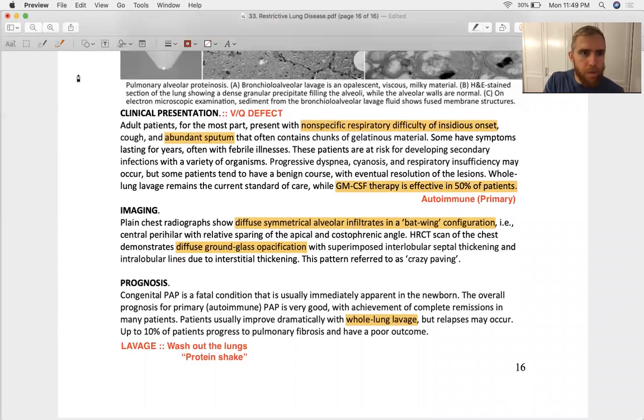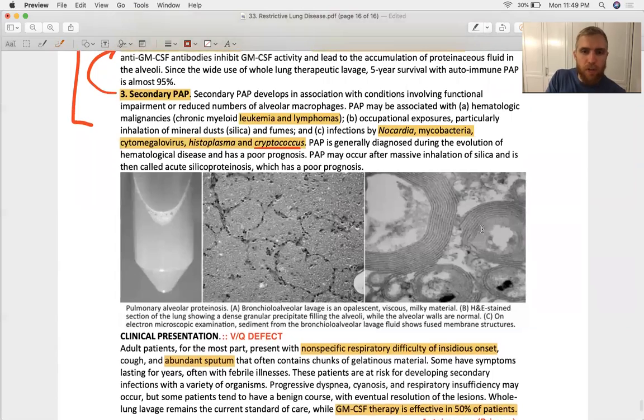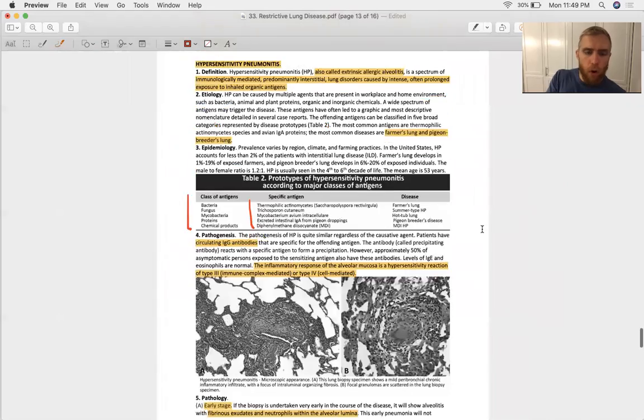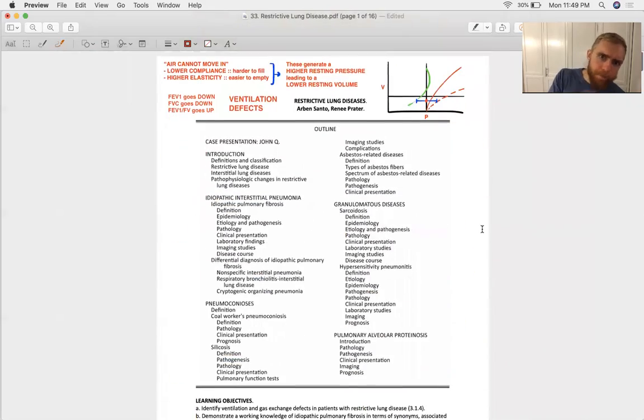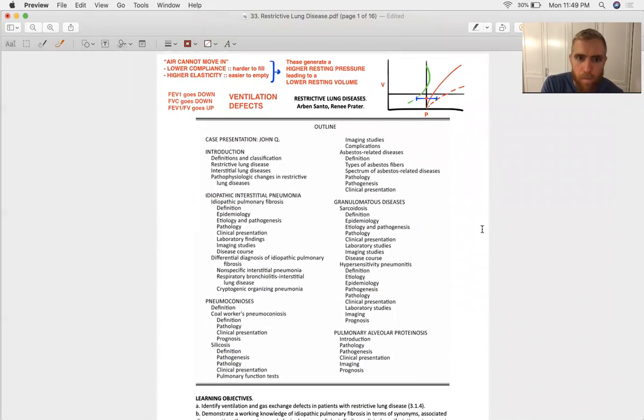And then imaging, you see diffuse ground glass opacification. What does that mean? That means there's fluid in the alveoli, okay? And then diffuse symmetrical alveolar infiltrates in a bat wing configuration. That's not too characteristic, and you'll have a lot more to go off in the question stem than just that. So overall, understanding that it's a restrictive lung disease is easy, and good luck with whatever they decide to ask us.